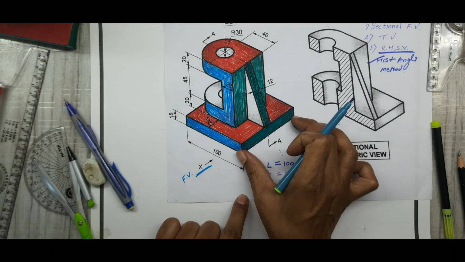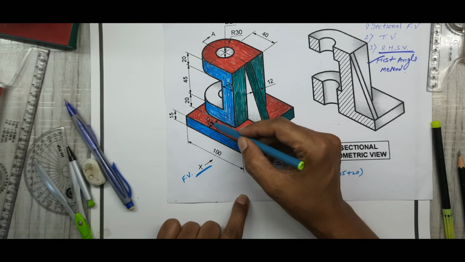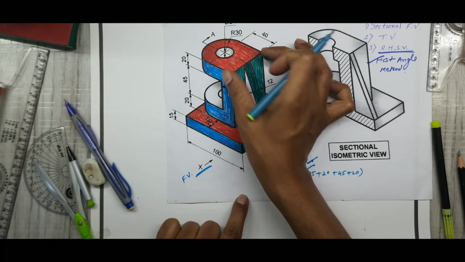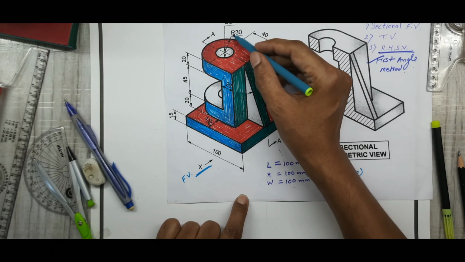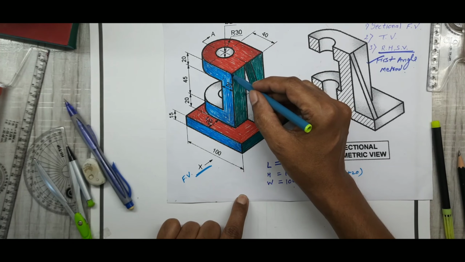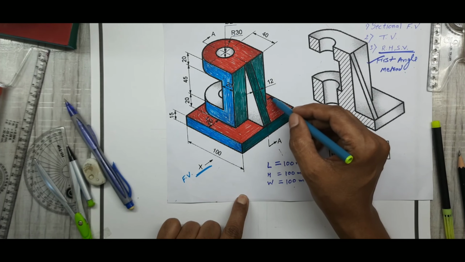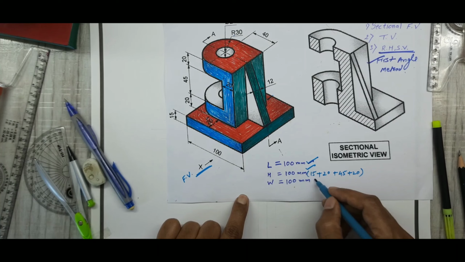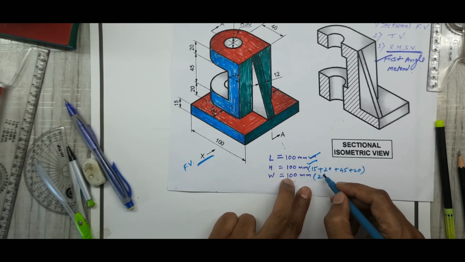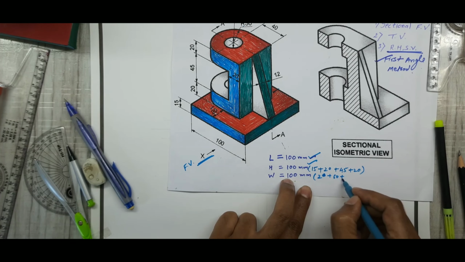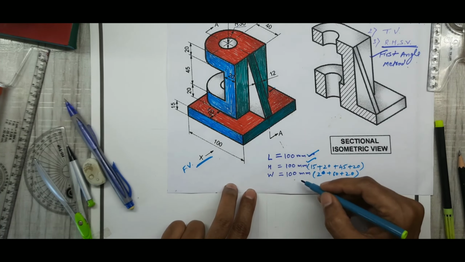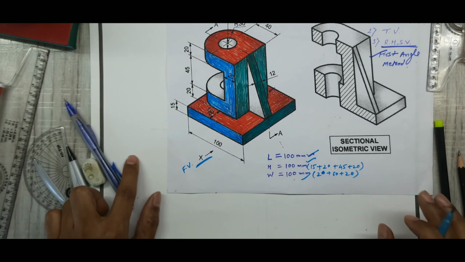And width, this width. How am I getting this width? You can see this is a 20. This distance is 60 because the radius is 30. It means that ultimately the diameter is 60. So 20 plus 60 and the remaining part is again 20. Means 20 plus 60 plus 20. So that will be 100. So this first parameter I have over.